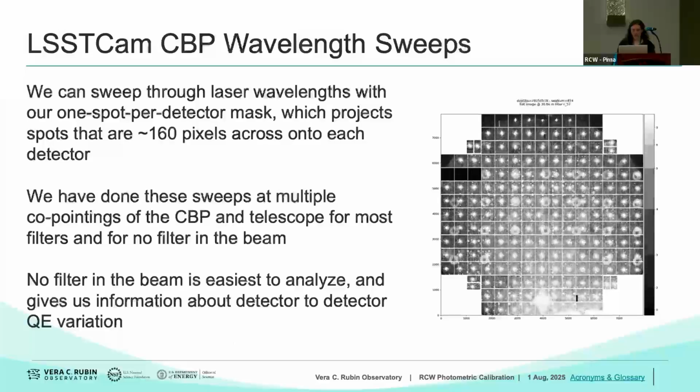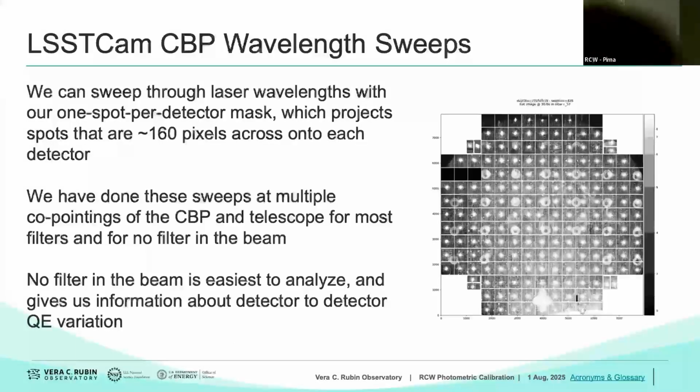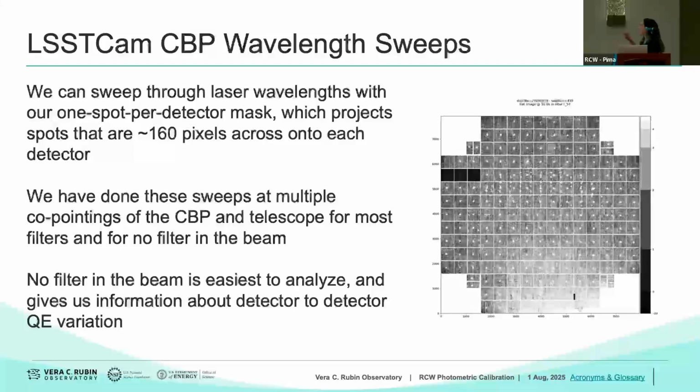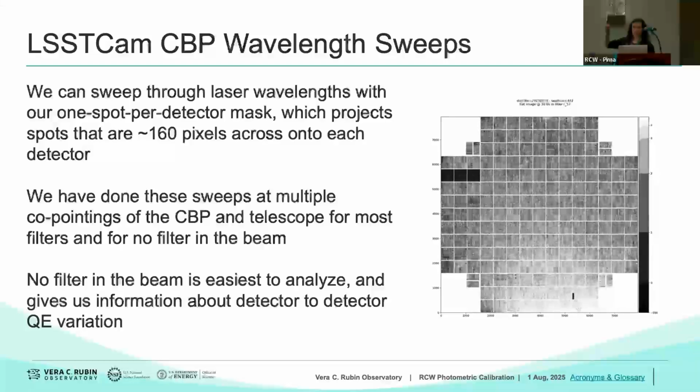Then for LSSTCam, you can see a GIF of one of our R band filter sweeps. The GIF only plays once, I guess. But basically the idea is we have a mask where we can project a single spot onto each detector. And then we can sweep through laser wavelengths with this mask. This mask is projecting spots that are about 160 pixels across each detector.